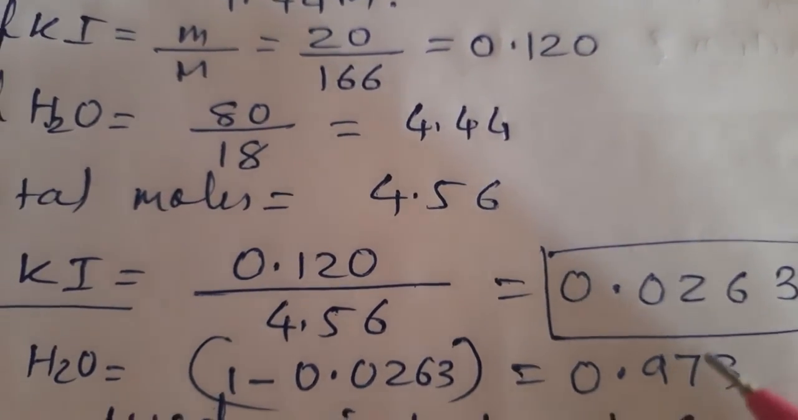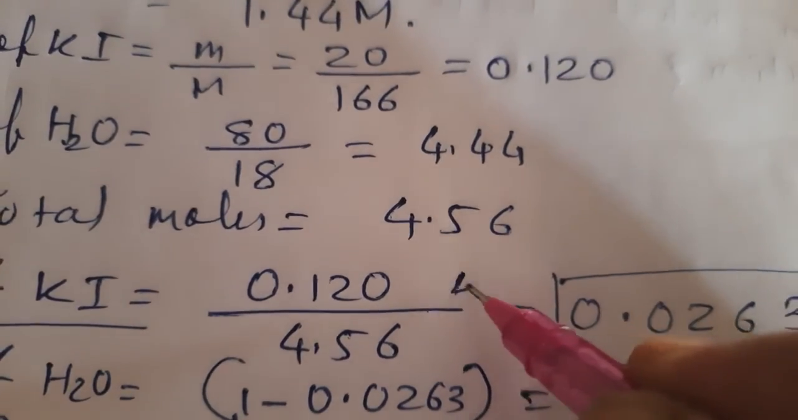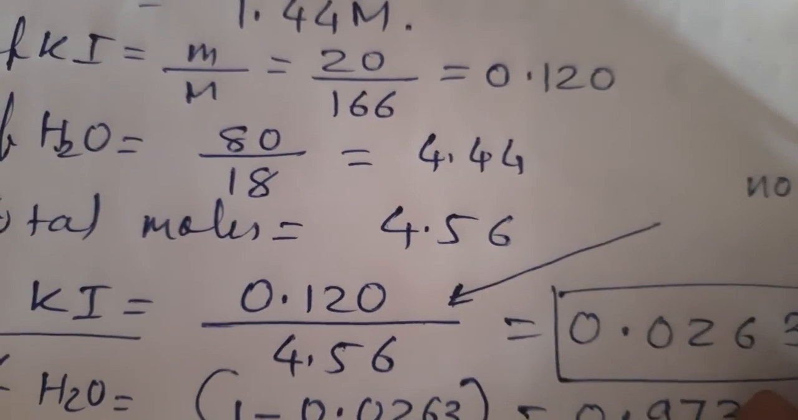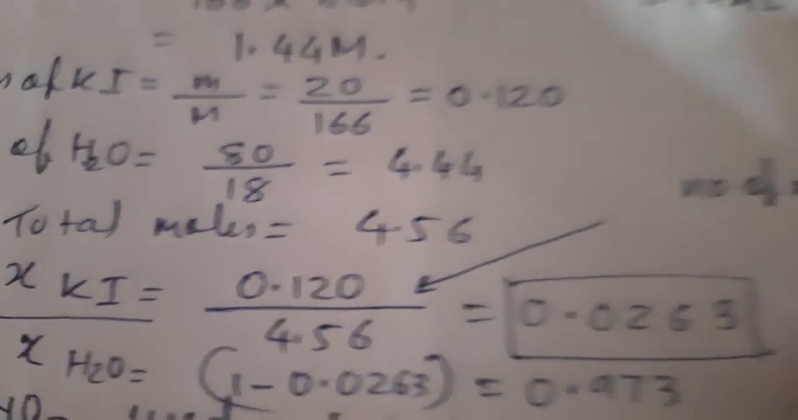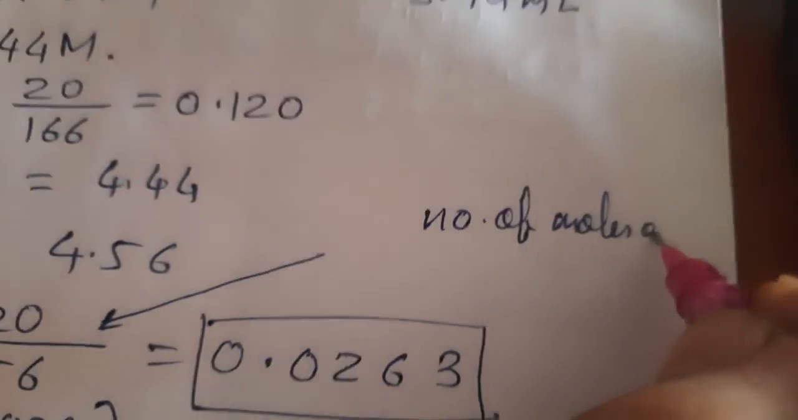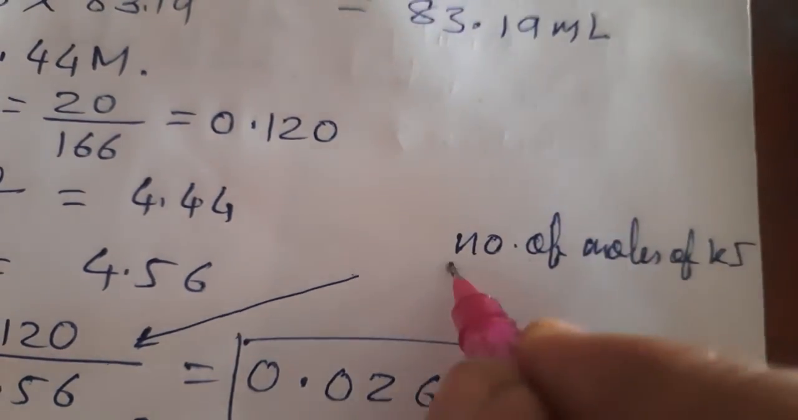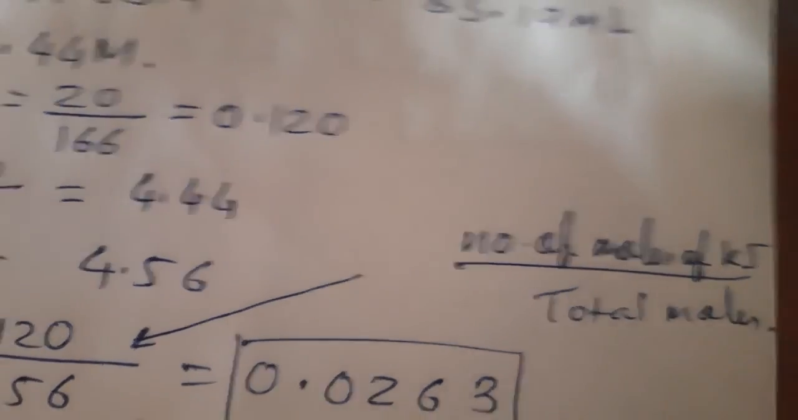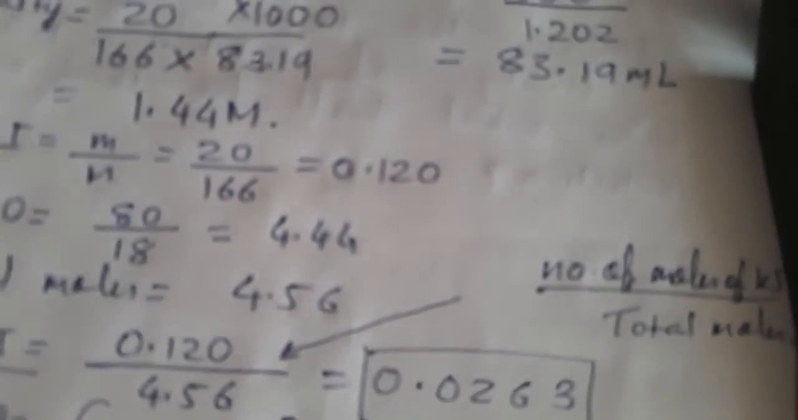Okay. So we understood. Here we will write the formula: number of moles of KI divided by total moles. Correct? So the rest of the questions we will do afterwards.